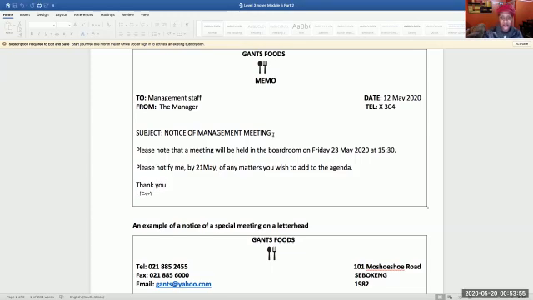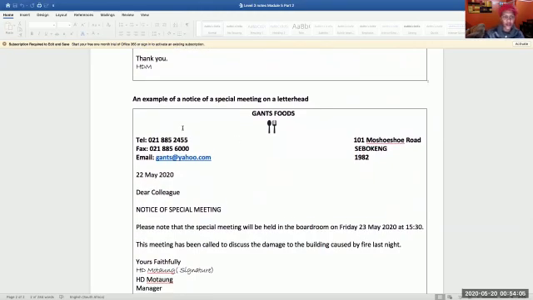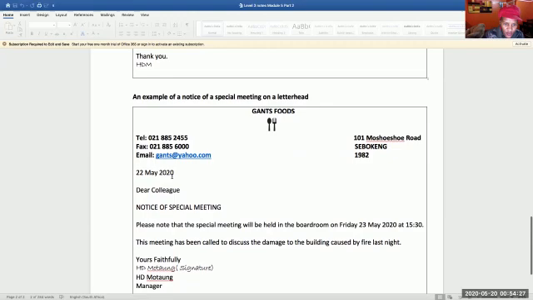So with the special meeting, we are not going to write it this way. I gave you an example, a beautiful example of a notice of a special meeting, okay? And a notice of a special meeting will have what? It will still retain the name of the company, the logo. Since this is a letterhead, it will retain the address, and on your left-hand side, all the information that is needed, such as the telephone, the fax, and the email, and then the date on which the meeting is going to take place.